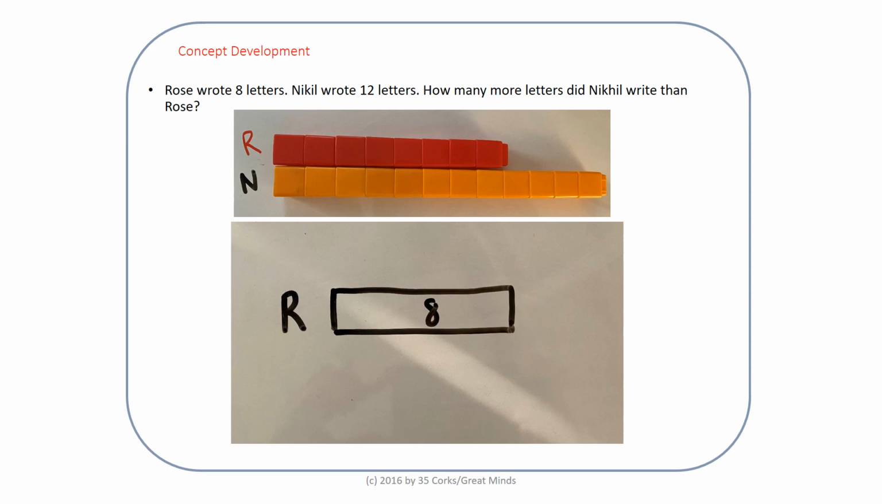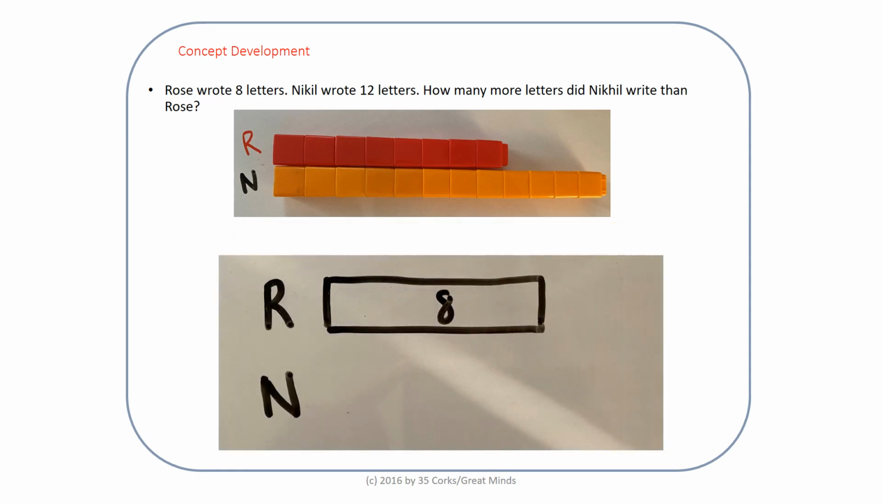Now we're going to think. How many letters did Nikhil write? I'm putting an N under the R, just like it looks like with my cubes. That's how my tape diagram is going to look today. So how many letters did Nikhil write? 12 letters. Will his tape part of the diagram, or his part, will it be longer or shorter than Rose's tape?